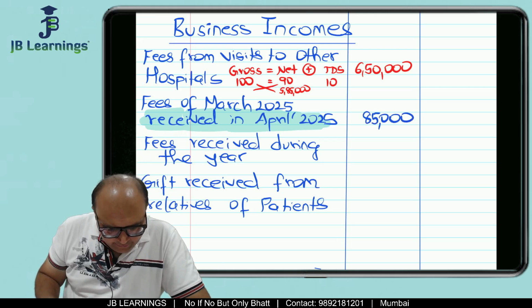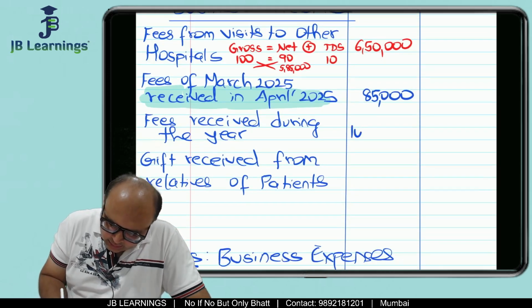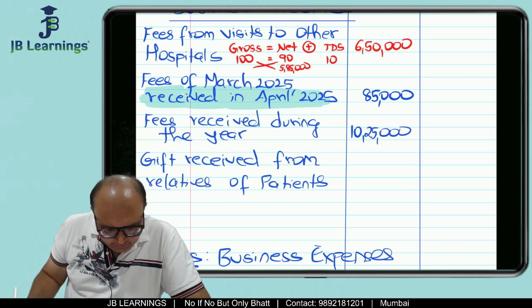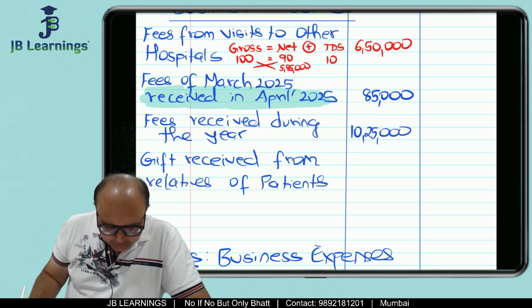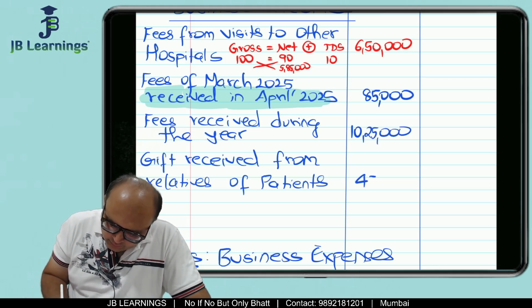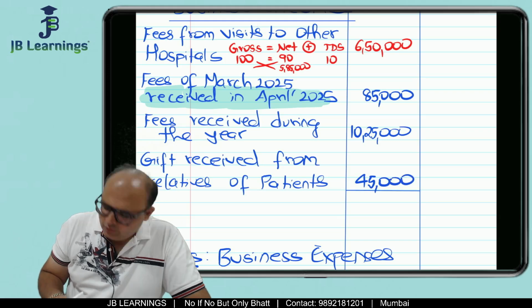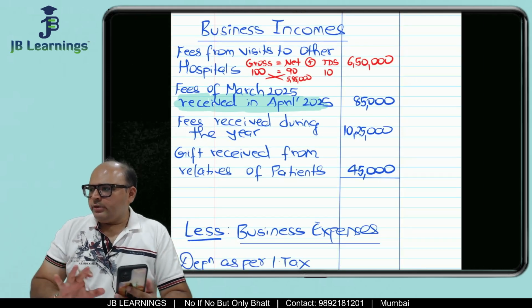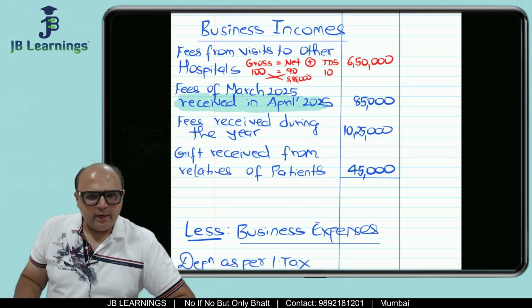Then fees received during the year, nothing is given, so we assume gross only. Then gift received from patients, very, very important, 45,000. So there is no need of taking a calculator in your hand right now.